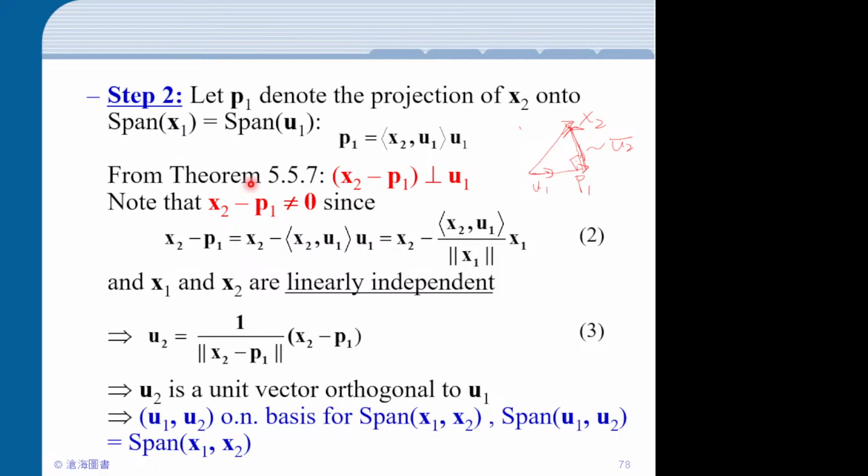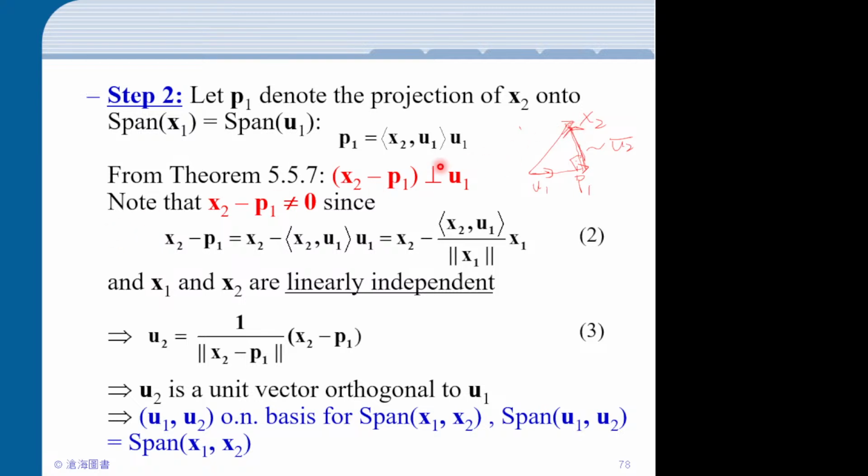we have proved this in the latest theorem, theorem 5.5.7, which says that if you take this projection, and you get rid of this projection from X2, then the remaining part will be orthogonal to your projection vector, which also means it's orthogonal to this U1 vector. Okay. So this is writing the geometry in algebra. So you take a projection and you get rid of the projection, and the remaining part will be orthogonal to this projected part.